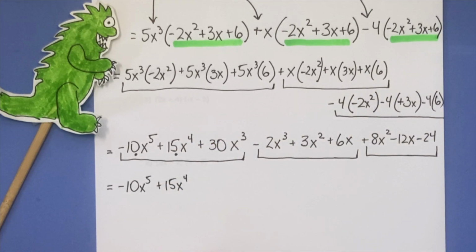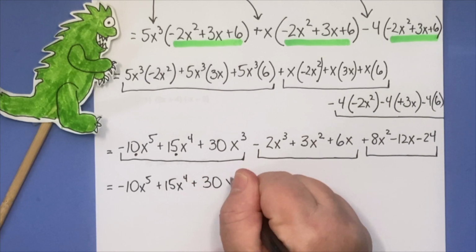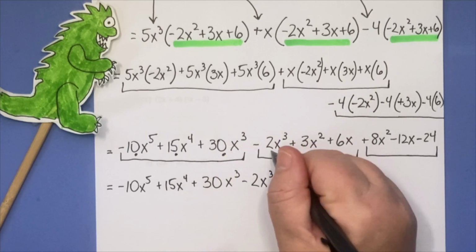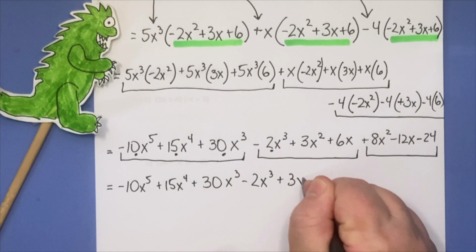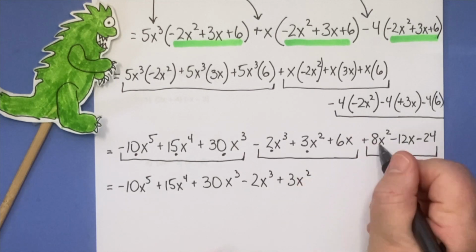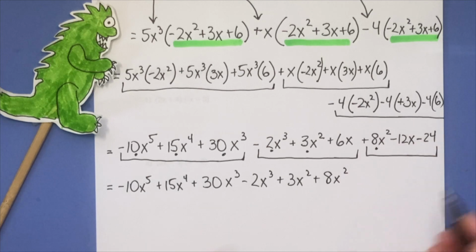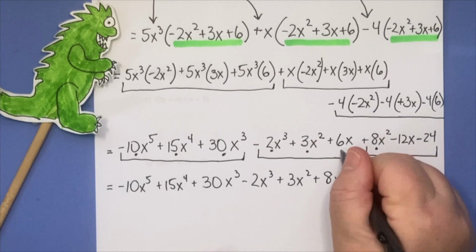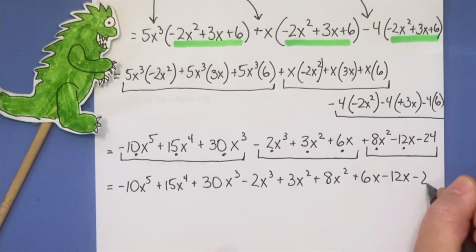Do I have any x cubes? Yes, I've got a couple of them. They happen to be right next to each other, which is really convenient. And then my x squareds, yep, I've got a 3x squared right here, and then I've got another 8x squared right there. Do I have any x's? Yep, I have the plus 6x, and the minus 12x, and then the minus 24.